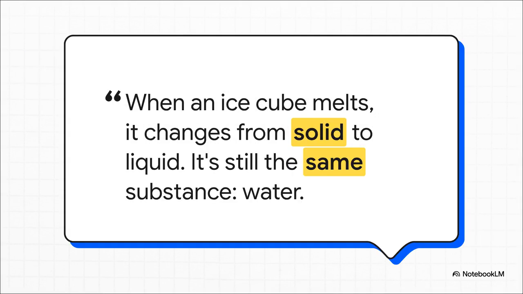And here we are, back at our melting ice cube. It's going from a solid to a liquid, right? That's a change of state. But is it still water? You bet it is. It was H2O when it was a solid cube, and it's still H2O now that it's a liquid puddle. Same identity, just a different look. That is a textbook physical change.